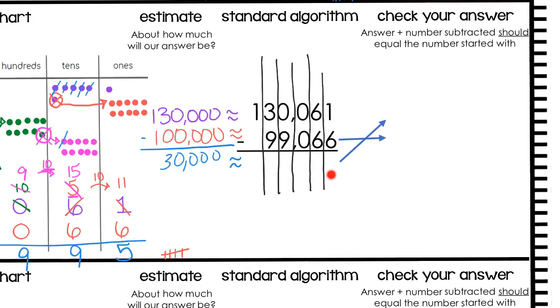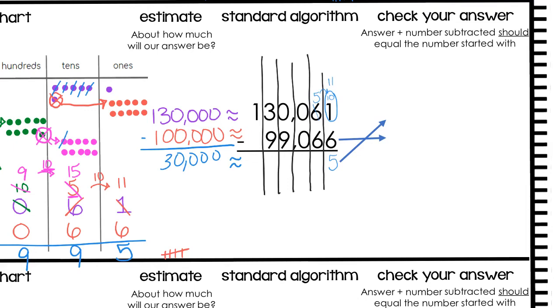Alrighty, we're in the ones place. 1 minus 6. Can I do it? No, I can't take away 6 if I only have 1. I must go to the tens and regroup. Instead of 6, we now have 5 because we're regrouping 10 more into the ones place. And 10 plus 1 is 11. So 11 minus 6 is 5.